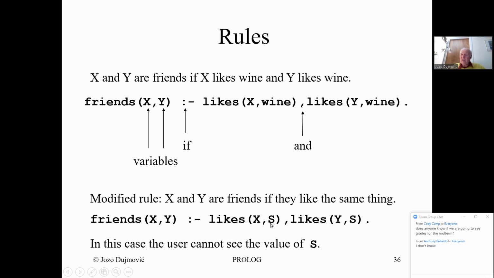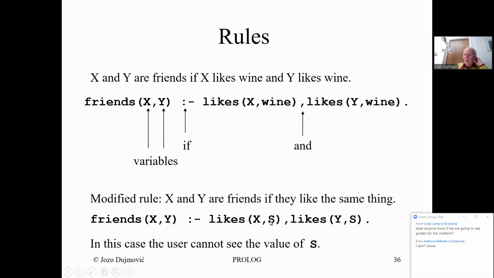Second comment is, make clear understanding that this S is not a singleton variable. Singleton variable is a variable that is not used. However, this S must be instantiated before you go to this likes Y S. So practically, this is instantiated with wine, and then you go to check whether there is somebody who likes wine. And therefore, S is going to be used. So this S that is instantiated here will propagate through all other rules that have S in it. So this is not a singleton variable.